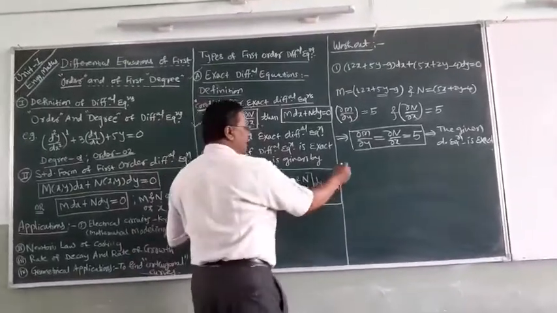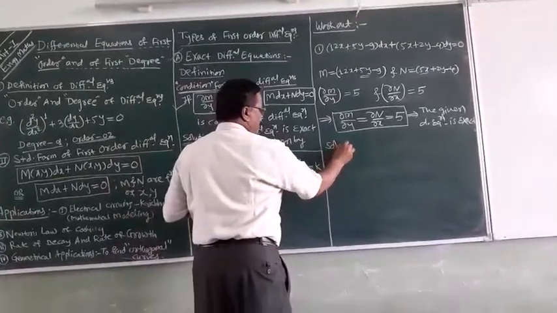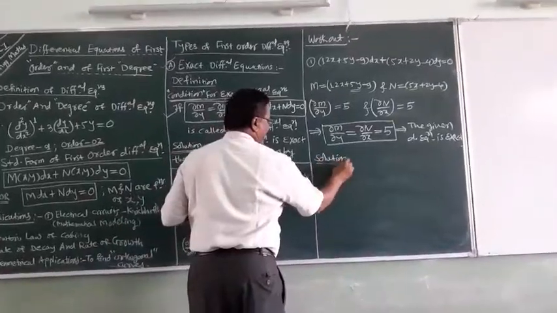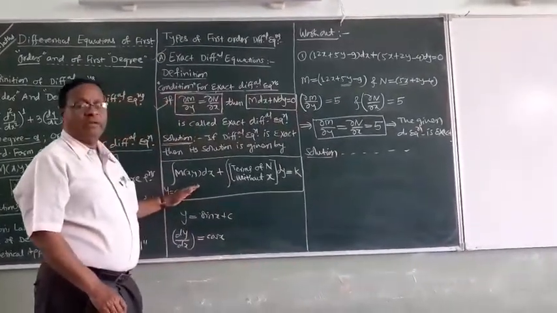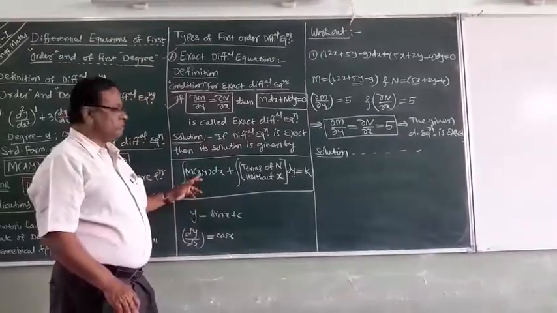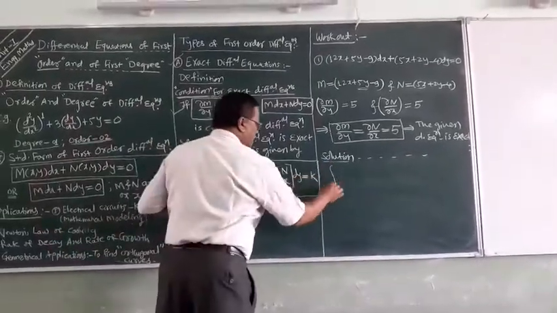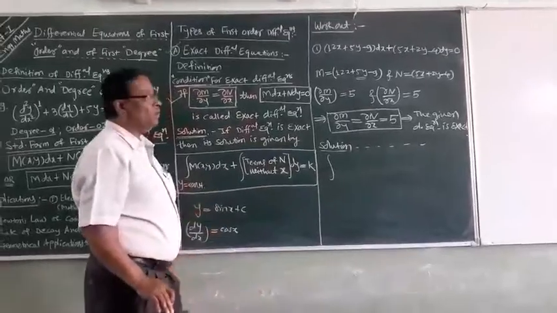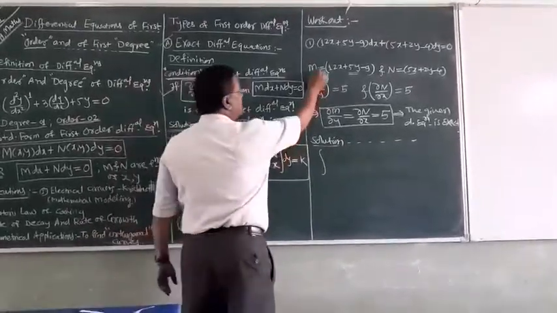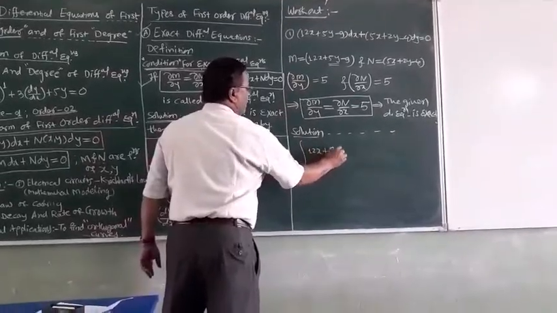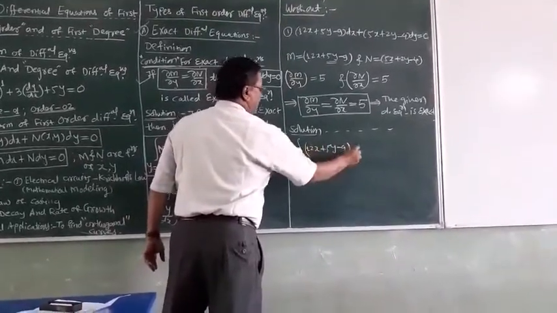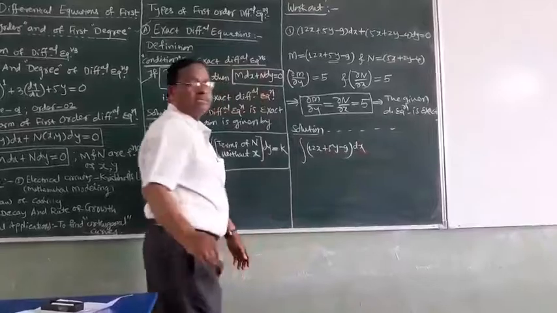So, once again you write the solution formula. In this dotted line, you can write the solution formula. As it is in front of you, I will use it directly. So, what is the first term? Integration of M. What is M? This is M. M is (12x + 5y - 9) dx. This is M.